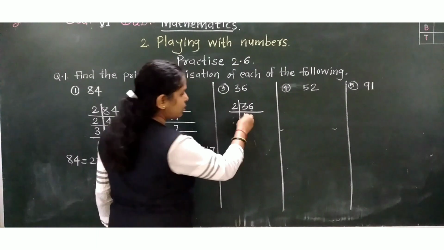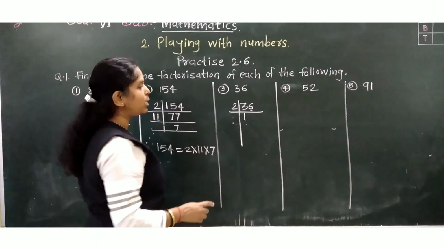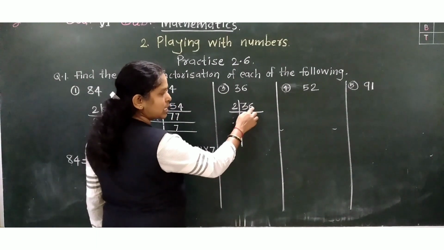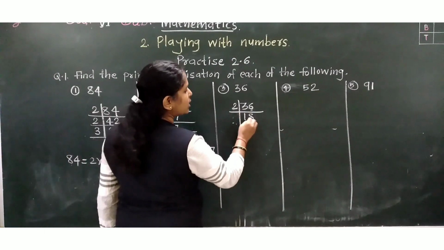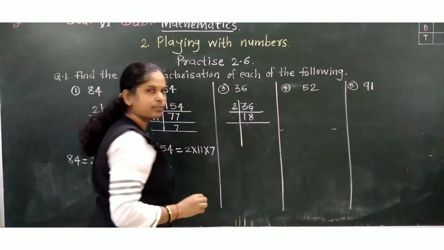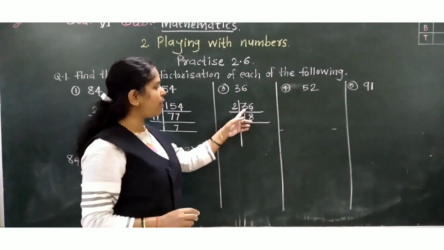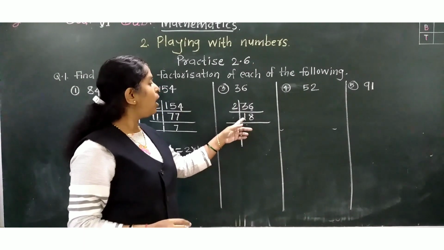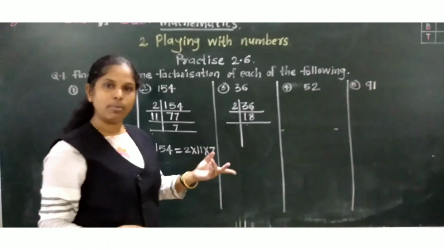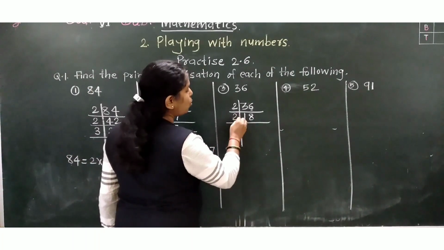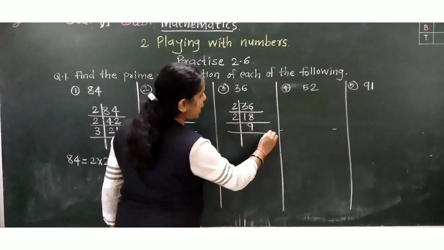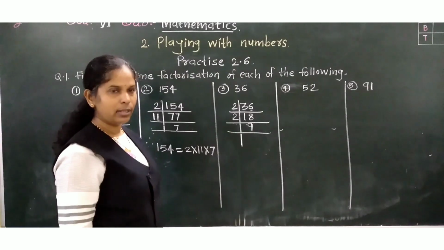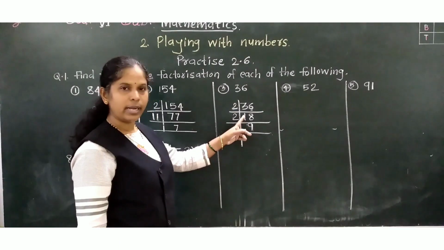2 ones are 2. Okay? 3 minus 2, 1. Here 1 remains. So 16 will become. And 2 eights are 16. Got it? After dividing 36 by 2, I got 18 as a quotient. Now again 18 is divisible by 2. So 2 nines are 18. Okay? 2 nines are 18.